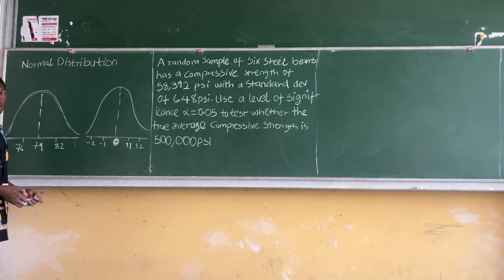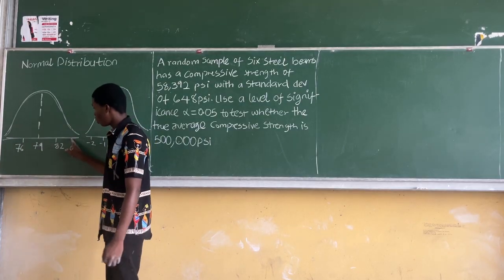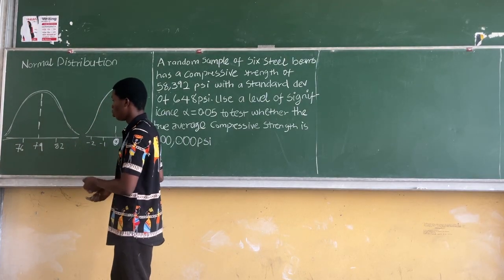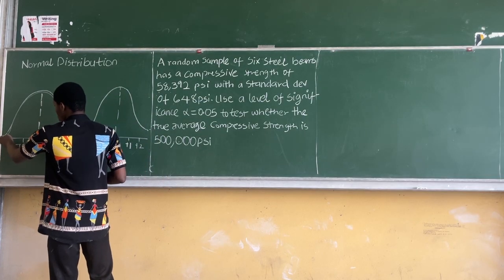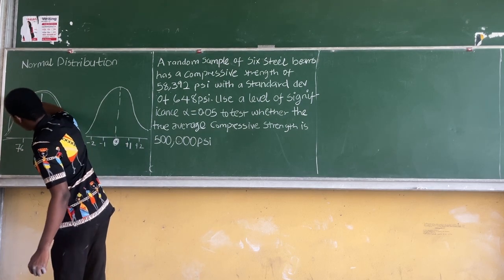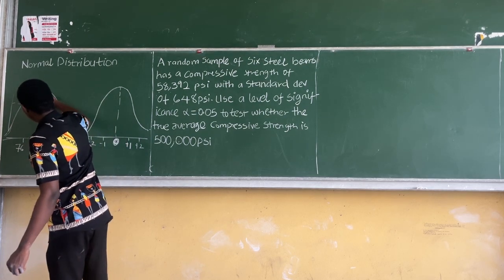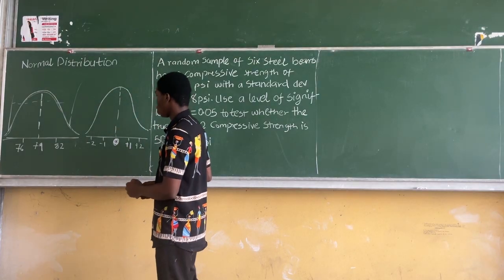We can also note that in the normal distribution, 99.7% of all the values are contained within three deviations, which is from this point up to this point. So these are the values contained in the normal distribution.